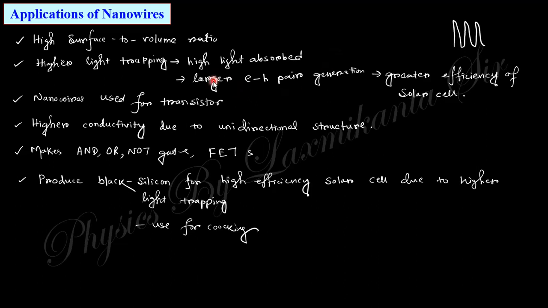Nanowires are used in transistors also, with higher conductivity due to the unidirectional structure. They make AND gate, OR gate, NOT gate, FET, etc. And black silicon is also used for cooking, because in a solar oven, if you use black silicon, it absorbs a much higher amount of solar light and cooks the food.